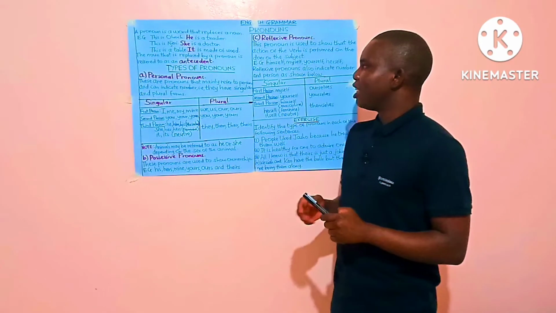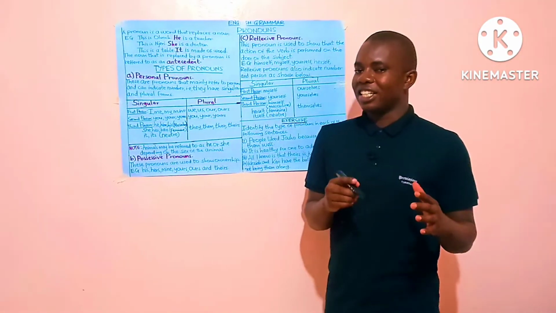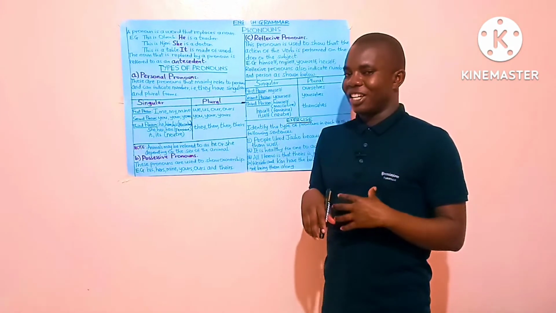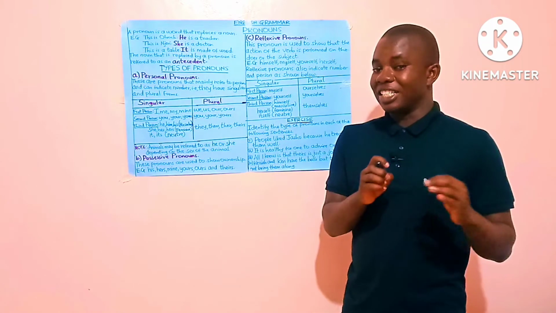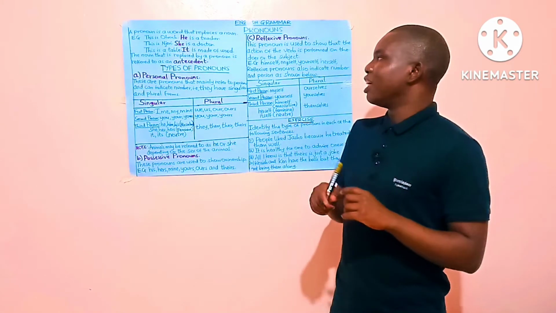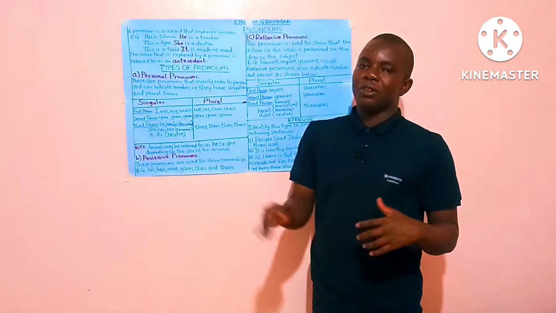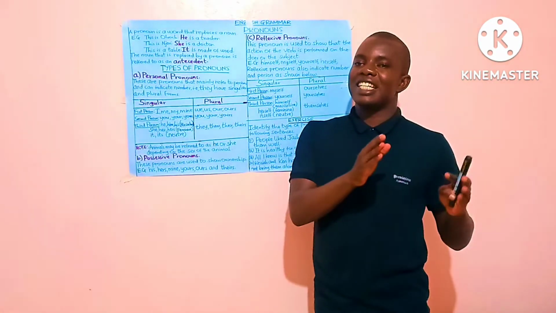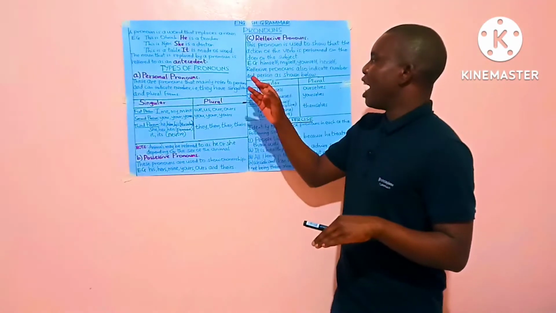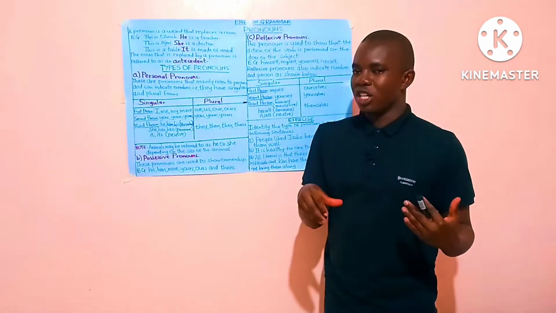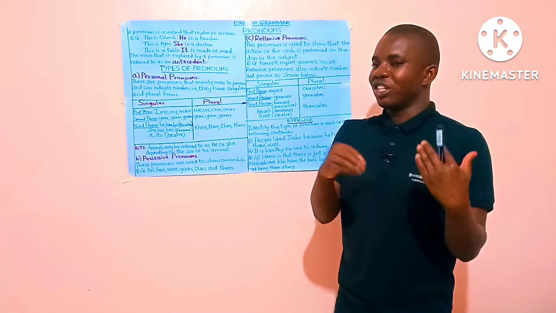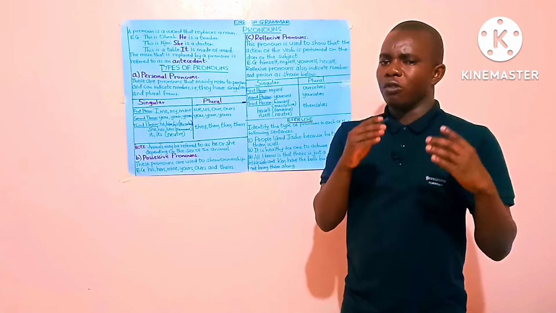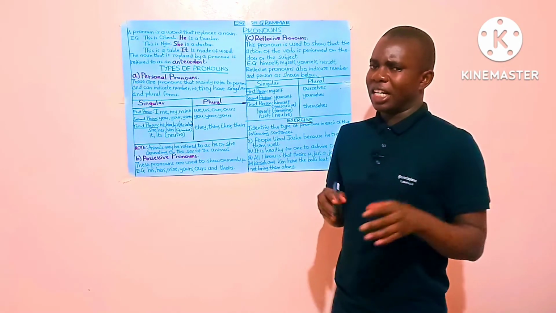The second one: this is Njeri. She is a doctor. Instead of repeating the word Njeri for the second time, we replace it with the pronoun she. Third one: this is a table. It is made of wood. Instead of saying "the table is made of wood," we make use of the pronoun it to avoid being repetitive.